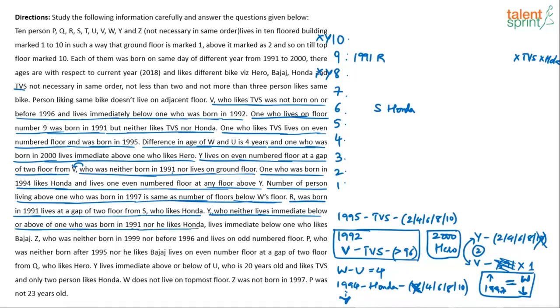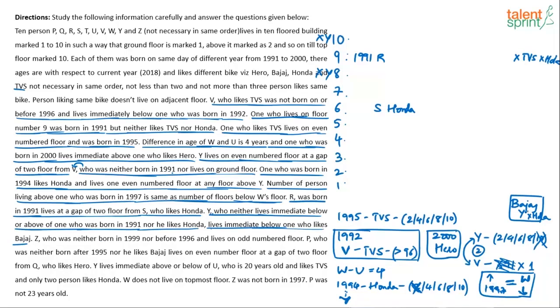Nor he likes Honda. Y does not like Honda. Y lives immediately below one who likes Bajaj. Y is immediately below Bajaj. You have to write that now. How do you write it? Where do you write it? Y is immediately below Bajaj, so Bajaj and Y will be together. And Y does not like Honda, remember. You get it?